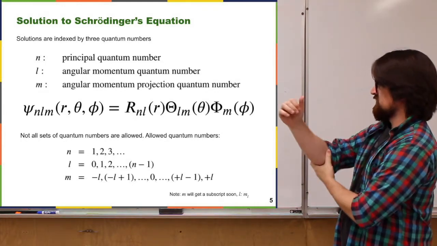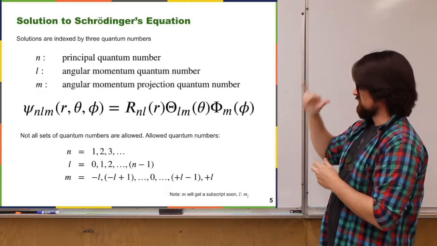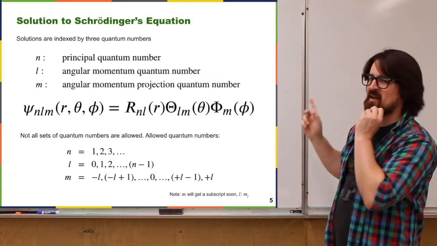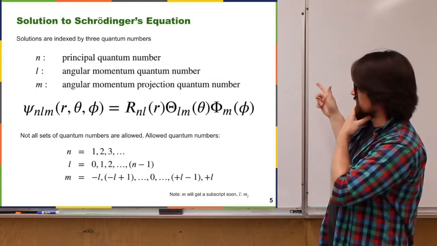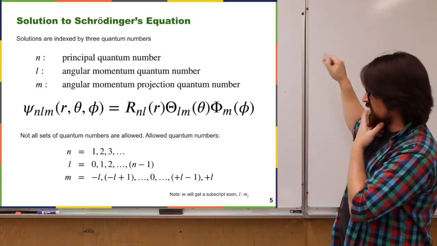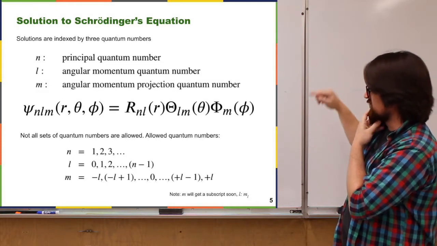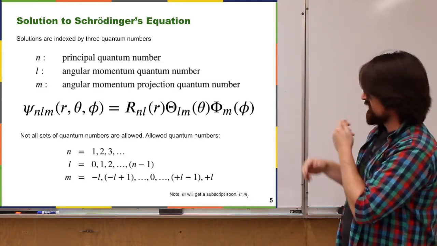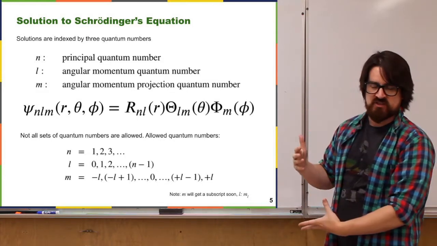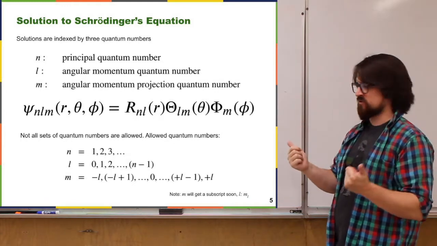As it turns out, the different parts that make up the full solution, the radial, the azimuthal, and the polar parts, each depend on some of these indices, not all of them. The radial one will depend on the principal quantum number and the angular momentum quantum number, the theta part just on L and m, and the phi part just on m. Also out of this solution, you have restrictions on what these numbers can be. There are certain allowed quantum numbers.